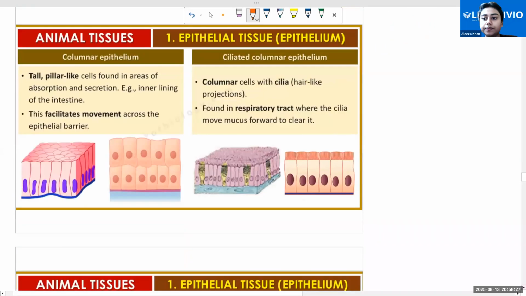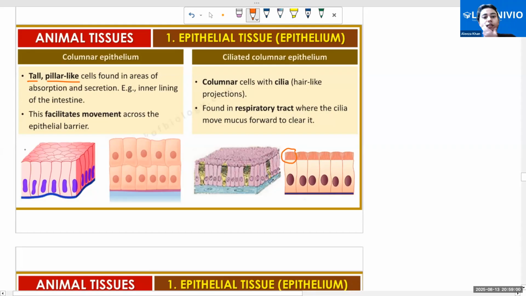Okay. Now coming to the columnar and ciliated columnar. Columnar means they must have columns, but the ciliated one has a differentiating point, that is the presence of cilia, hair-like appearances on those layers. So what could be the characteristics of columnar? They are tall and pillar-like. If you observe the images, these are the pillar structures.